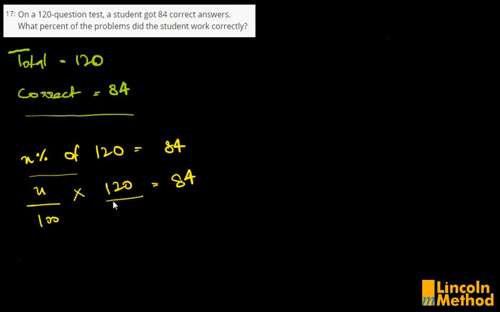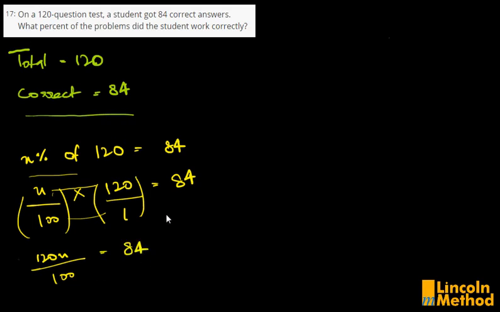Now since I don't have a denominator for 120, I'm going to add 1, and with that we can now multiply both of these fractions. That should give us 120x when we multiply the numerators, and when we multiply the denominators, what we get is 100. So 120x over 100 equals 84.